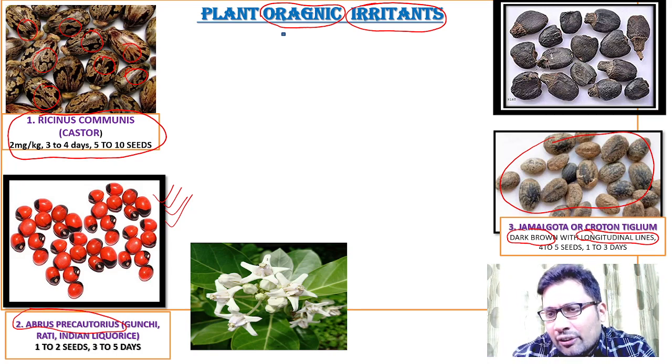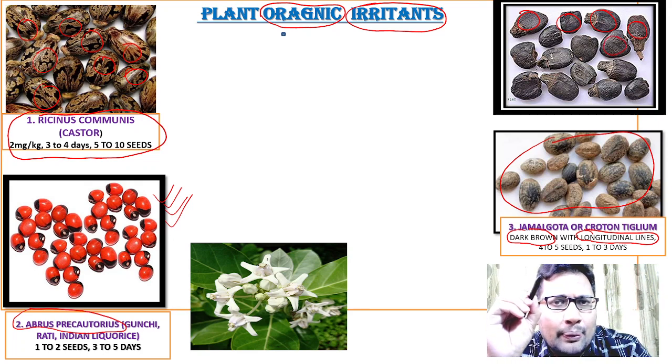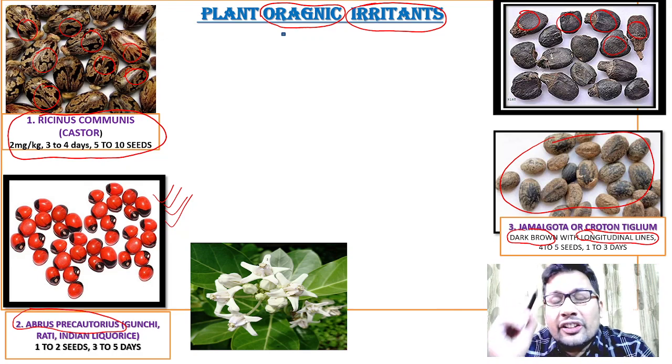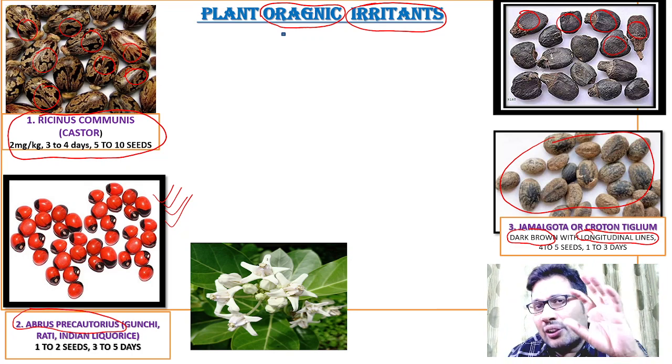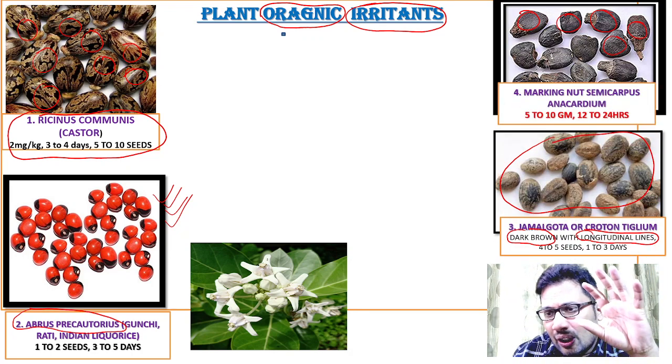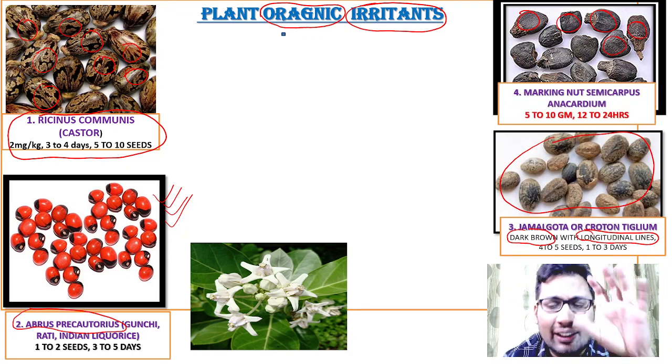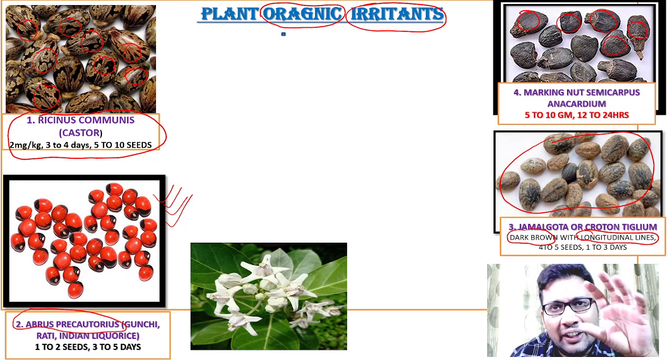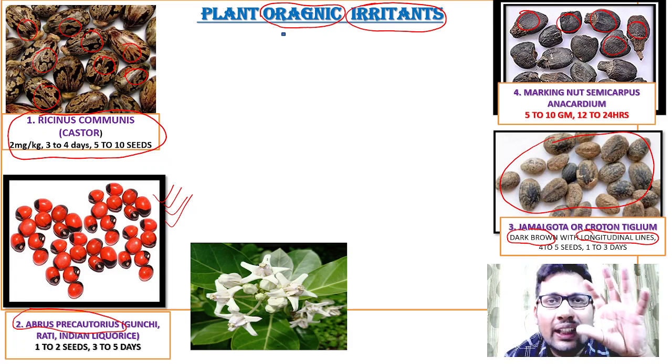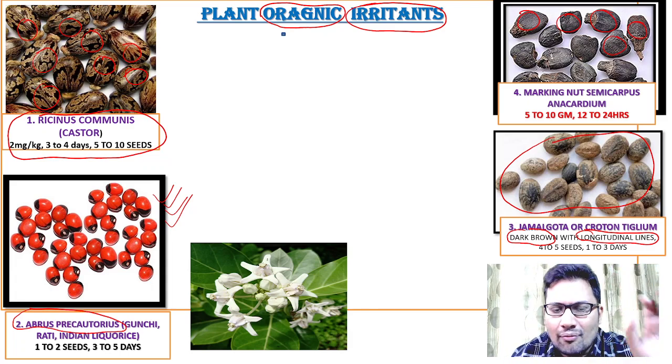Then we can see the fourth image there. You can see the heart shaped black color seeds. Whenever you see heart shaped black color seeds with a projection at one end, it must be Semicarpus anacardium seed, also known as marking nut. Fatal dosage 5 to 10 gram, 12 to 24 hours. It is used in artificial bruises.